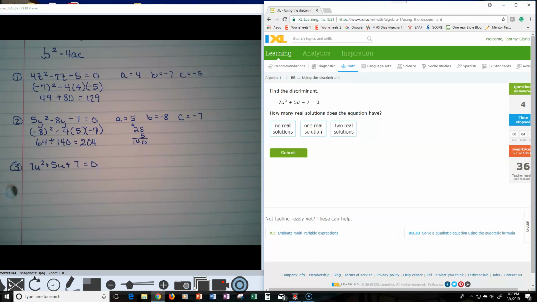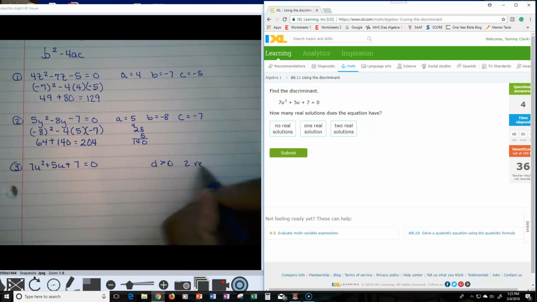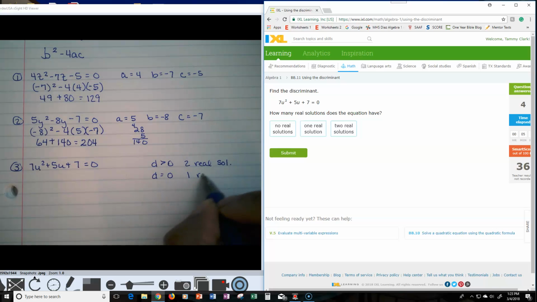All right, we're going to continue to find the discriminant, but we have the next portion of this, which also asks us how many real solutions does the equation have. So if you'll remember, if the discriminant is greater than 0, you have 2 real solutions. If the discriminant is equal to 0, you have 1 real solution. If the discriminant is less than 0, then you have no real solutions.